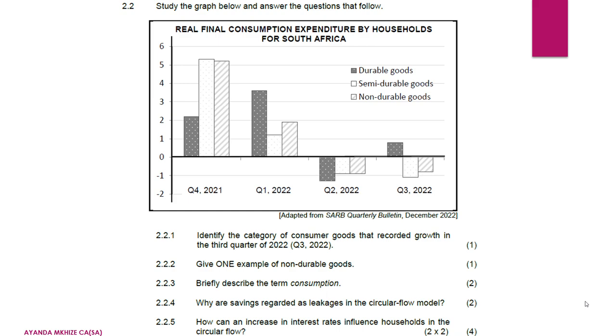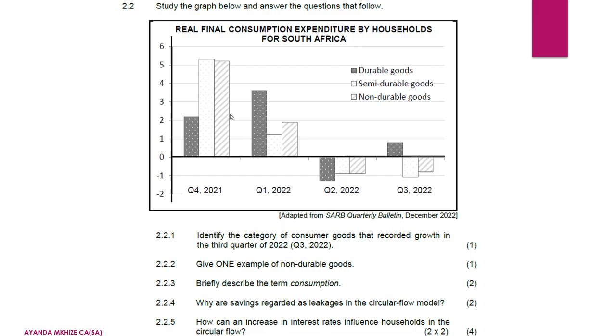In our next reading, 2.2 says, study the graph below and answer the questions that follow. Here I'm going to assist you in how to analyze the graph and respond to the questions that follow. Now let's look at the graph. In this graph, we have 0 and we have -1 and -2, and then positive numbers up to 6. On the other axis, we have Q4 of 2021, Q1 of 2022, Q2 of 2022, and Q3 of 2022. We're given these blocks in the graph, and we need to understand what they mean.